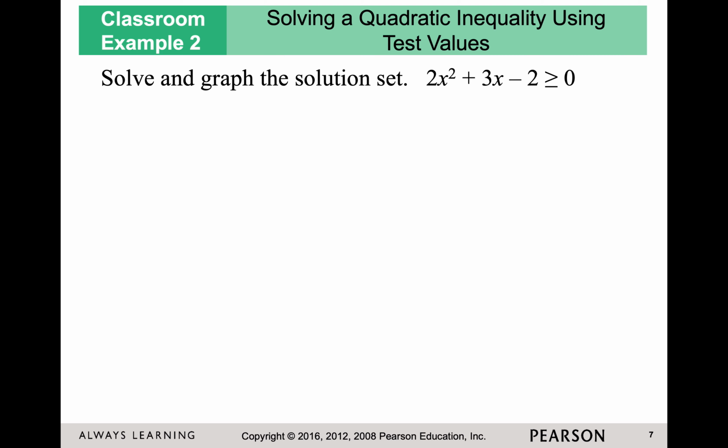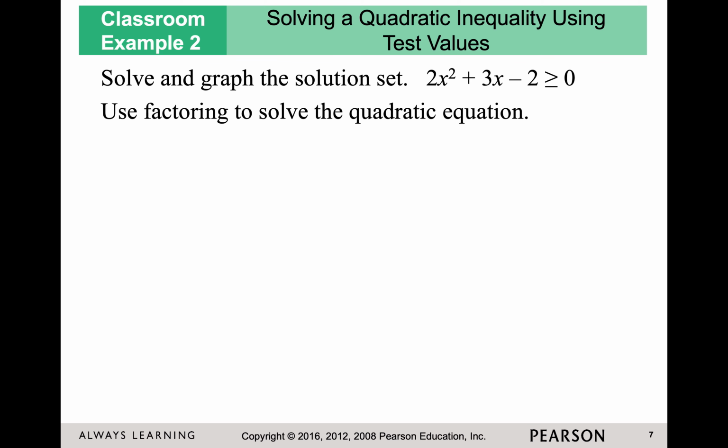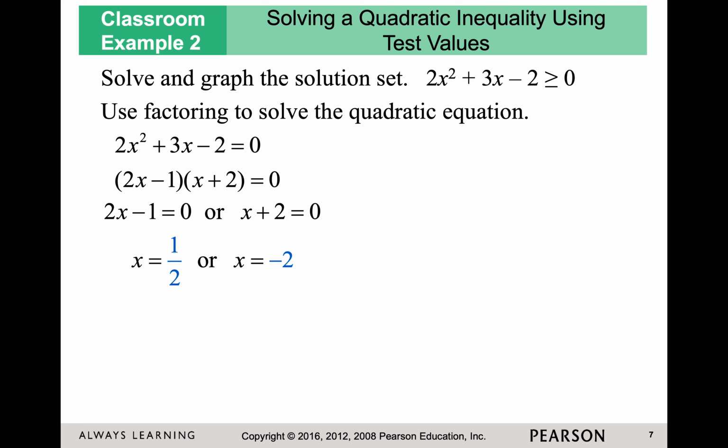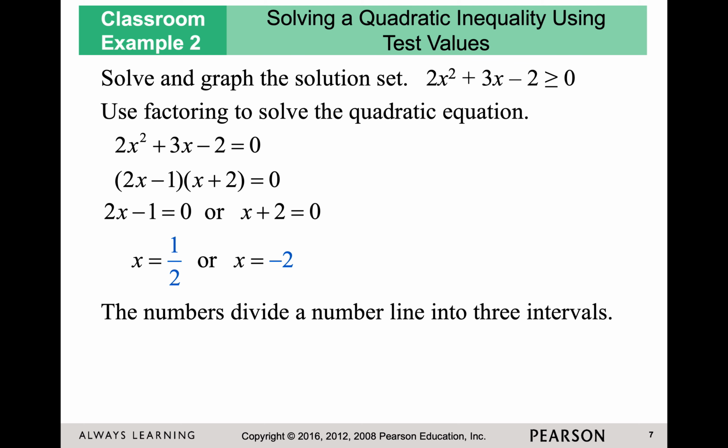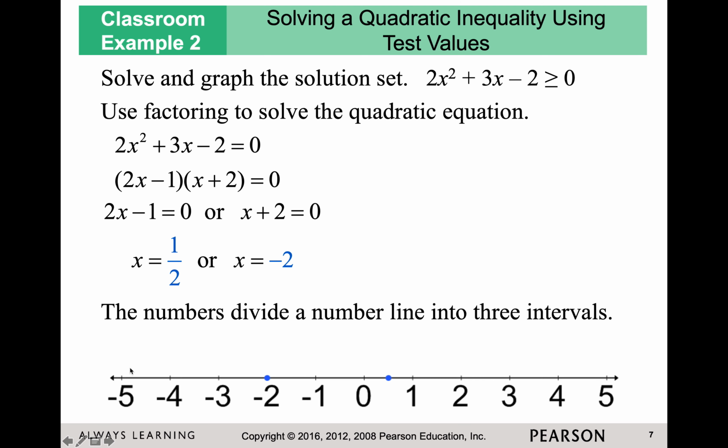Here I have greater than or equal to. That is going to change the notation that I use. I'm going to solve the equation just like it was a regular problem. I could factor, I could complete the square, I could do the quadratic formula. Once I have those values, I'm going to divide my number line up. And I'm going to say, well, I have all the x values from -infinity to -2. Then I have values from -2 to 0.5 and 0.5 to infinity. I want to know where this is greater than or equal to 0.